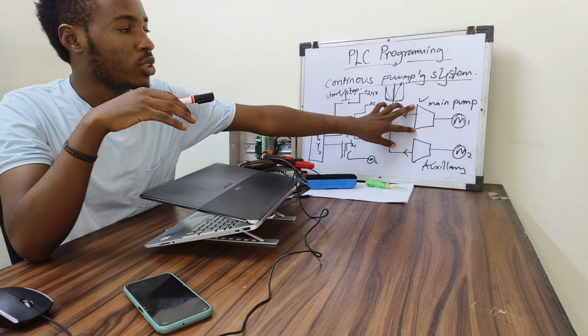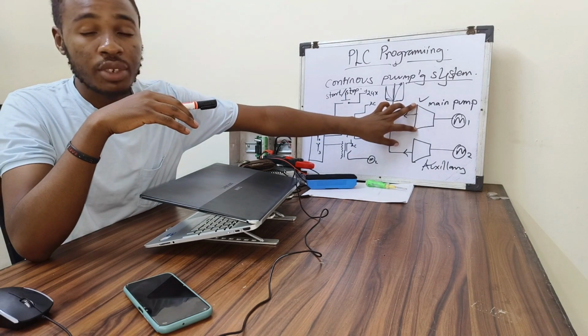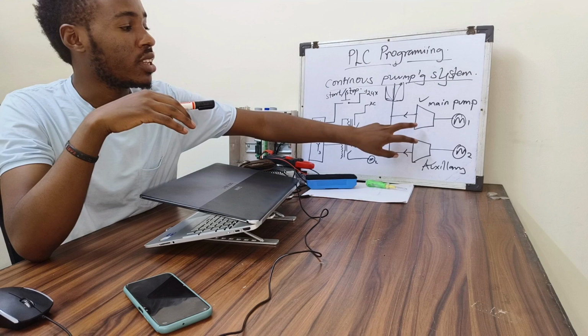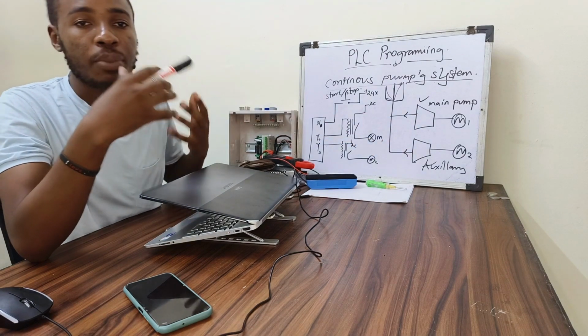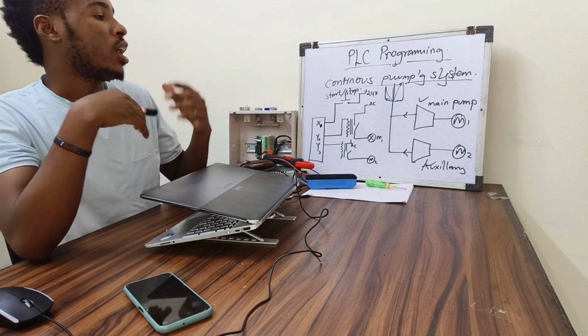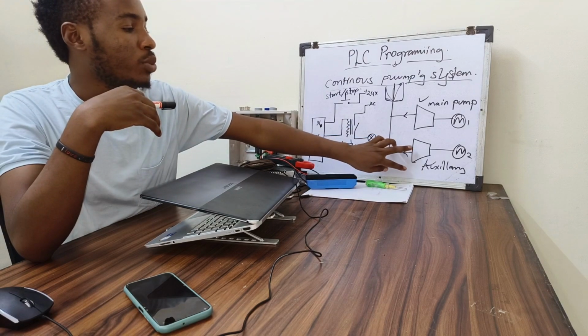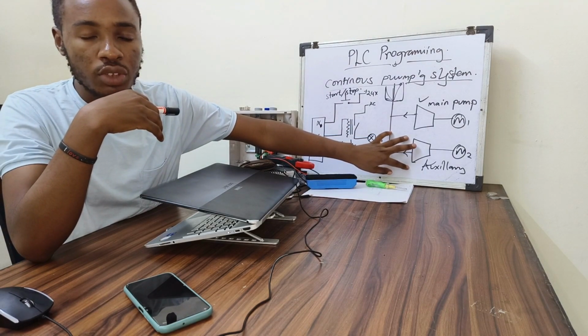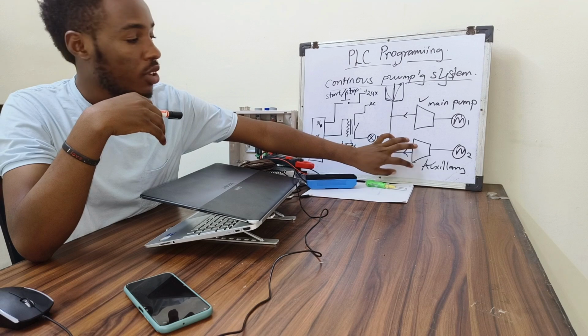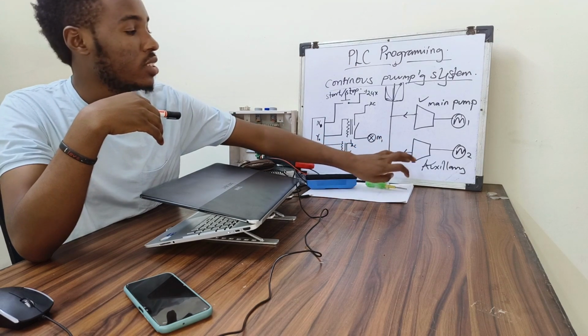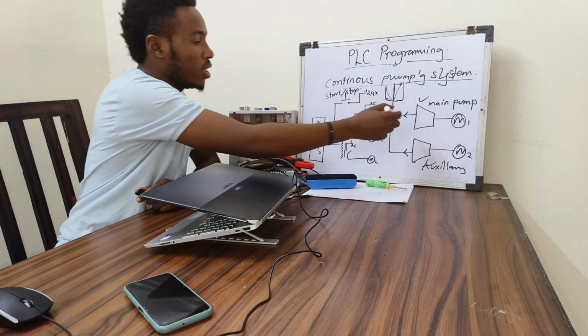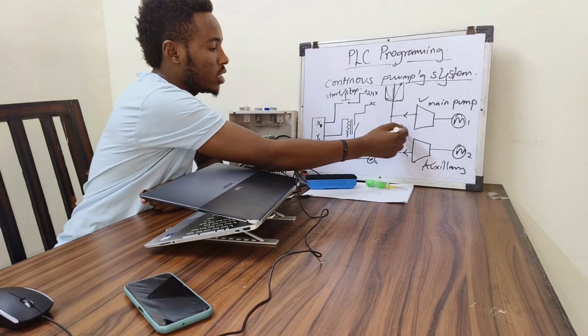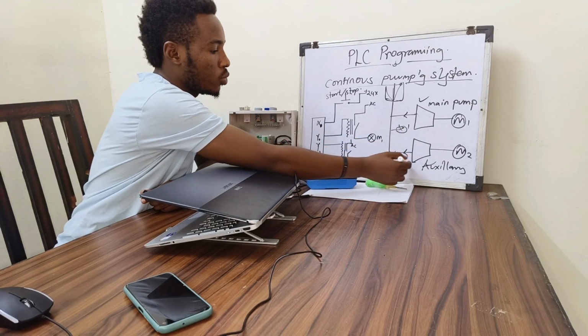So one is the motor itself, the main pump, and then its indicator that will be showing if the pump is on or off. And then I also have 2 outputs, one going to the pump itself, the auxiliary pump, and then its indicator. So I can say here we have indicator 1 and then indicator 2.